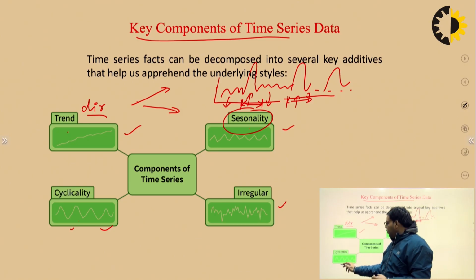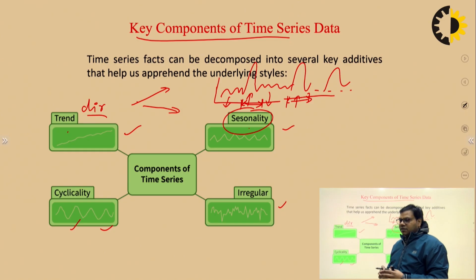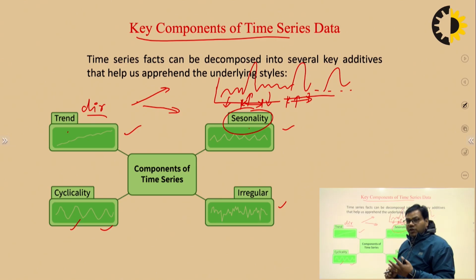Next we come to cyclicity. Cyclicity is something like this. If we analyze the data of, suppose, weather forecasting, we have the data of 30 years.